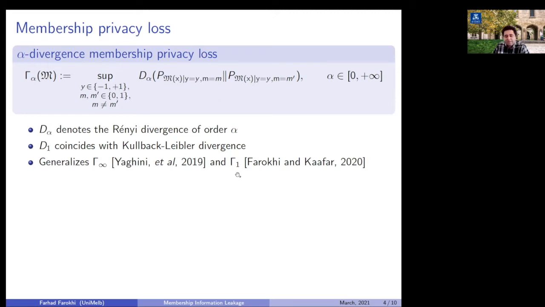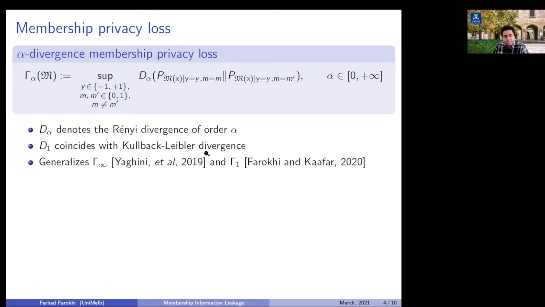So for the case of alpha equal to 1, this measure has been used previously by us to try to understand a little bit membership inference attacks. And for the case of alpha being infinity, some other people have used these measures in the past to study the effect of various factors on membership inference attacks.